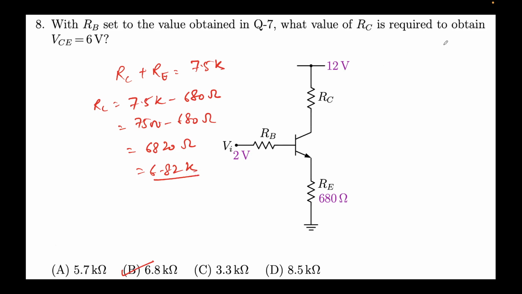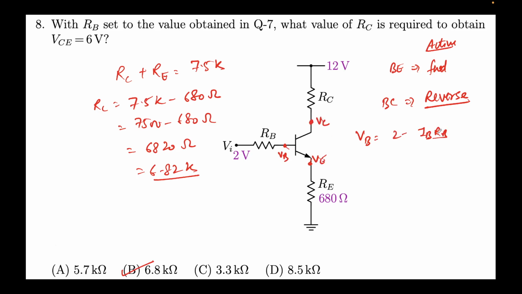And as I was saying previously, this is in active mode. In active mode, base emitter is forward, which is given to us because this was 0.7. The second thing is base collector is reverse. So let's see if it is indeed reverse or not. By doing that, we'll find VB. VB is nothing but 2 minus IBRB. This is VB, this is VE, this is VC. So IB was 6.67 micro, which we obtained in the previous problem, RB is 113K. If you solve this, this will come out to be 1.25 volts. So this voltage is coming out to be 1.25 volts.